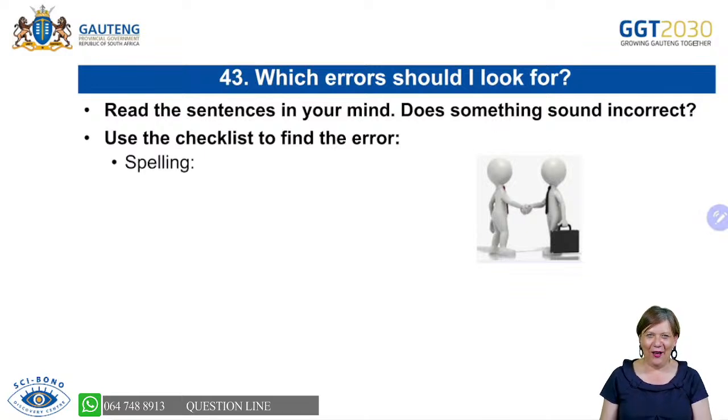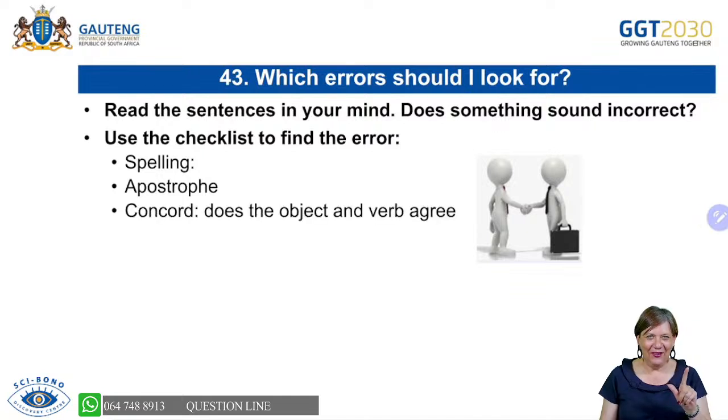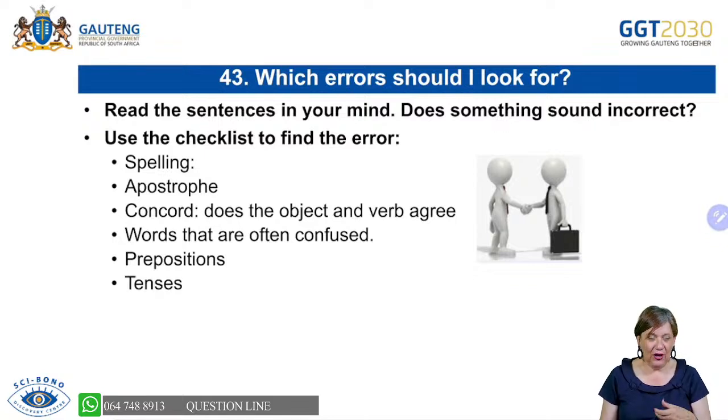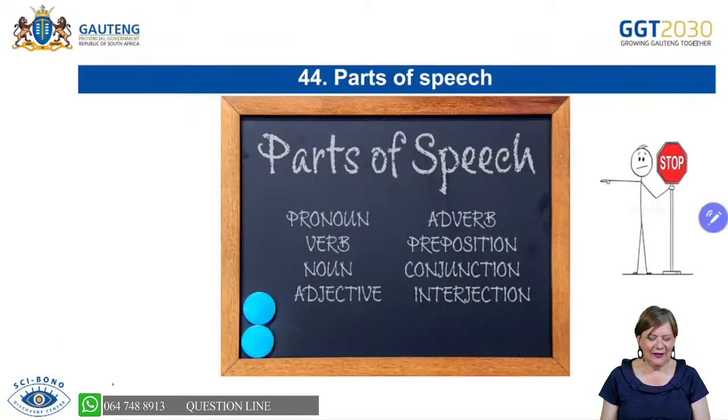Now, these are the things we always use. Spelling, apostrophe, concord. Concord is where your object and your verb doesn't always agree. Words that are often confused. Prepositions. Oh, we love prepositions. You know what a preposition is? I'm sure you do in grade 12. Tenses. The incorrect tense that's used.